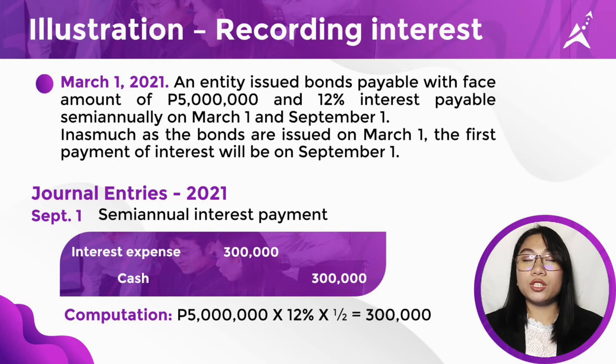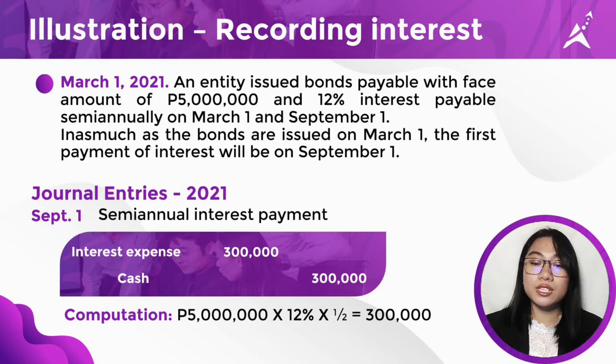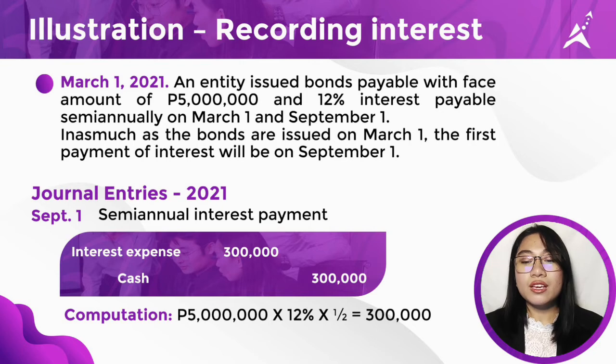So for the year 2021, on September 1, it will be the entry to record the semi-annual interest payment. First, we will debit the interest expense for 300,000 and we will credit cash for 300,000. So how did we get this 300,000? First, we will multiply the 5 million by 12% and multiply it also by 1 over 2. So what is that 1 over 2?